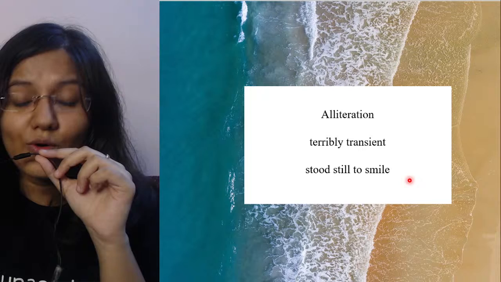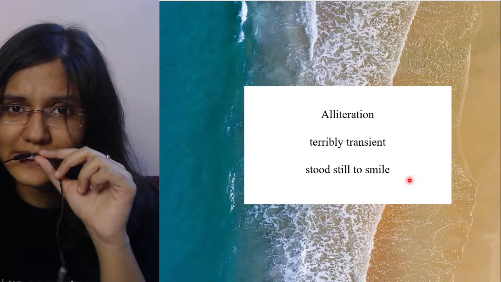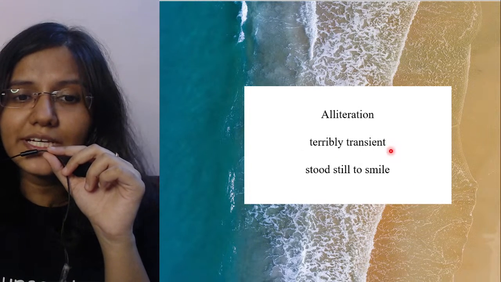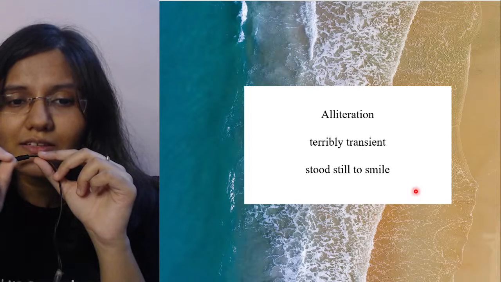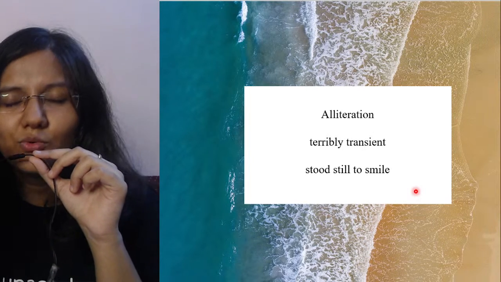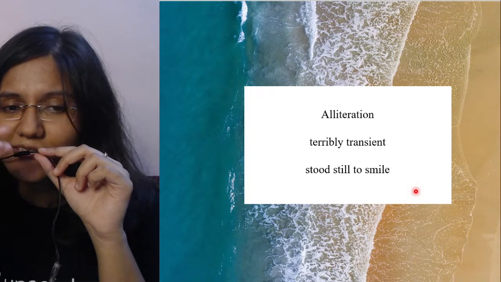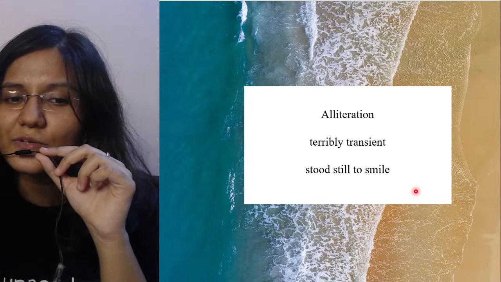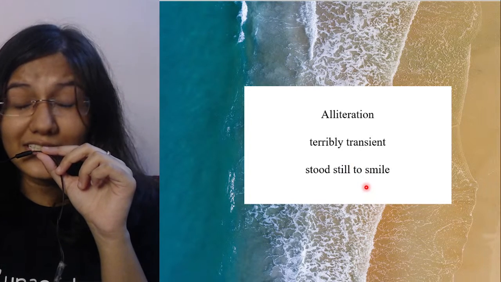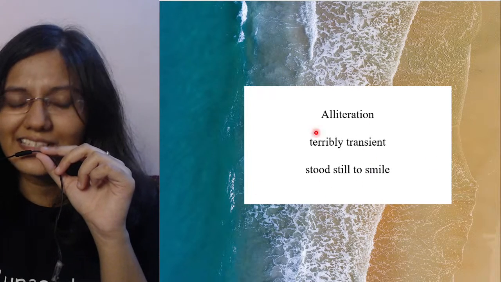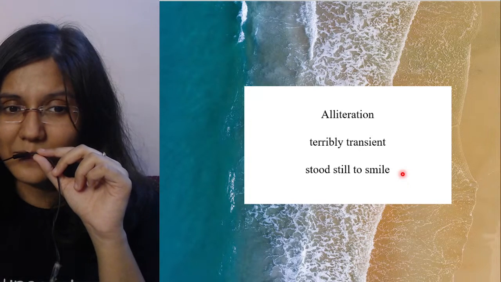Couple of poetic devices now. One is alliteration. Alliteration is a poetic device when the words start with the same sounds right next to each other. So terribly transient, ta, stood still to smile, sa. If there are really small words like to or an or and, all of those are sort of ignored because the consonant sounds around them are still considered more important. So if there's a to or an or an and, you can just ignore that and still say it's a case of alliteration. So terribly transient and stood still to smile are examples of alliteration.